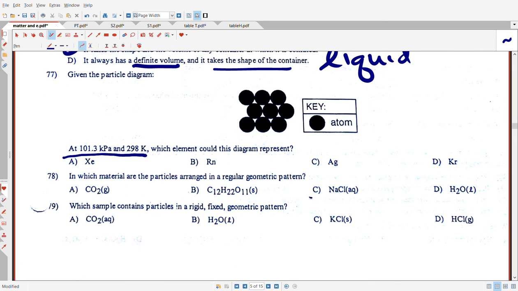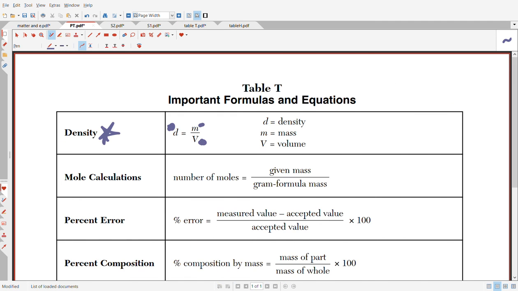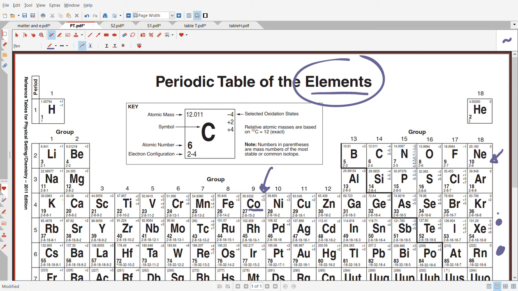At 101.3 kPa and 298 K, at this point you probably don't know what that means, so we can ignore it. Which element could this represent? Well, to me it looks like a solid, so this is not a fair question either, because you have to know which phase each element is at this temperature and pressure. But if we look at the periodic table, we have xenon, radon, and krypton. Xenon, radon, and krypton are all in this last column, and it's known as a noble gas. These are all gases at that temperature.